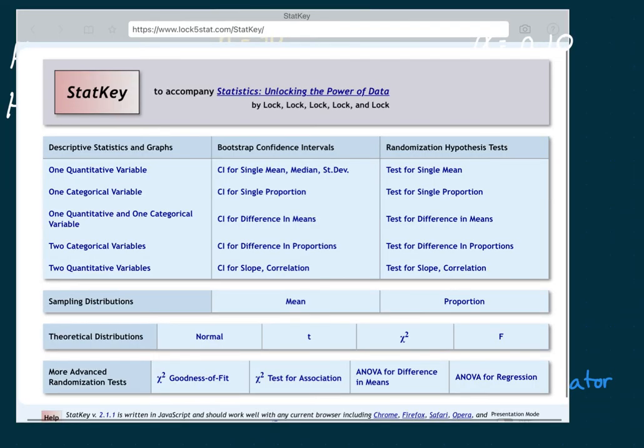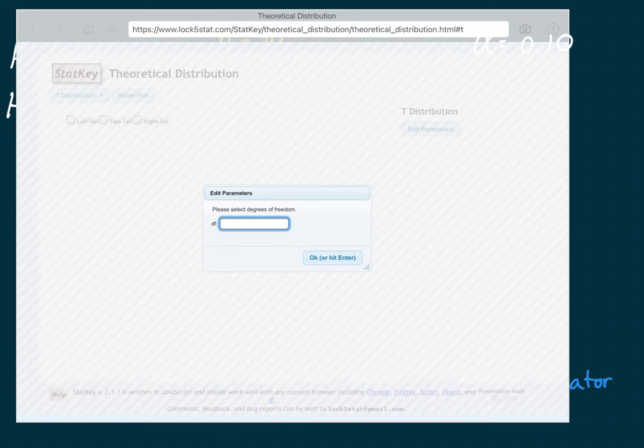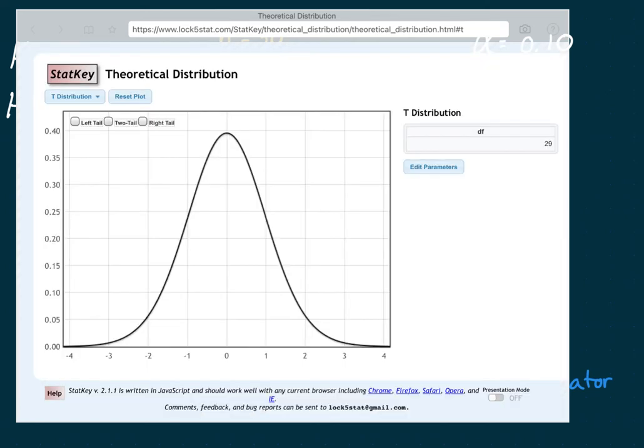Here we have StatKey. We are going to be looking down here at the theoretical distributions. We're going to be using the t distribution. We will need to enter our degrees of freedom, which will be 29, and hit return. This takes us straight to our t distribution. We are performing a right-tailed test.